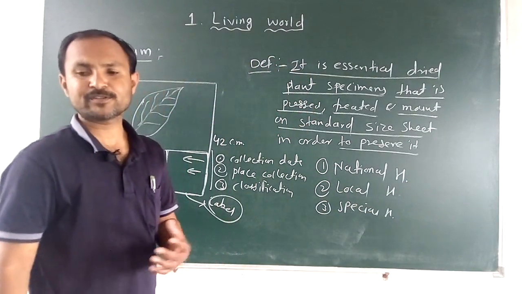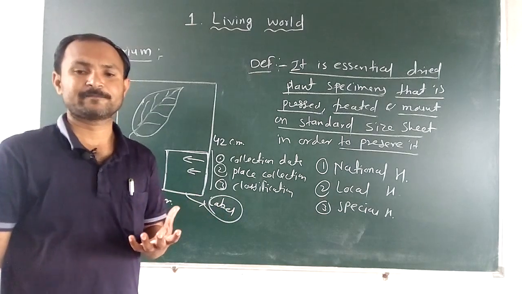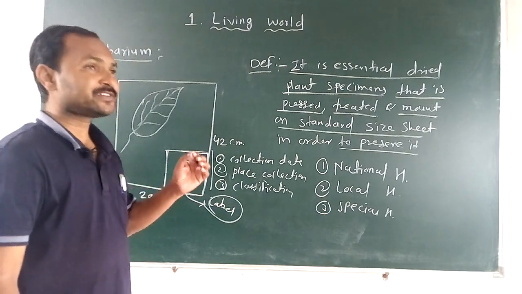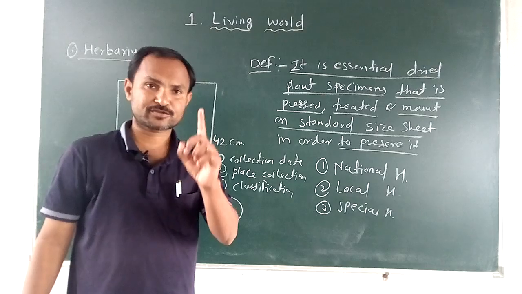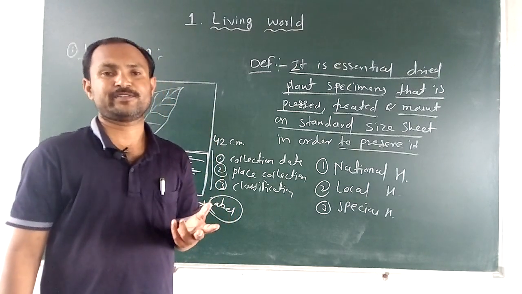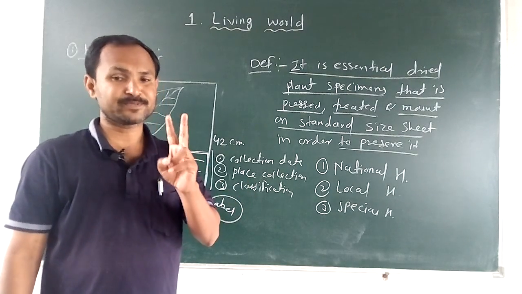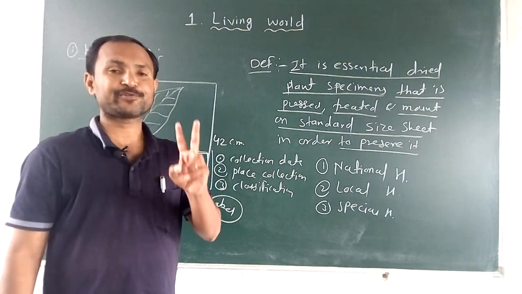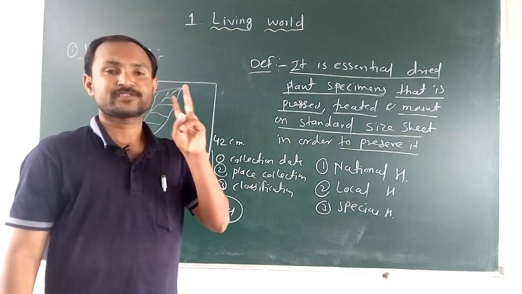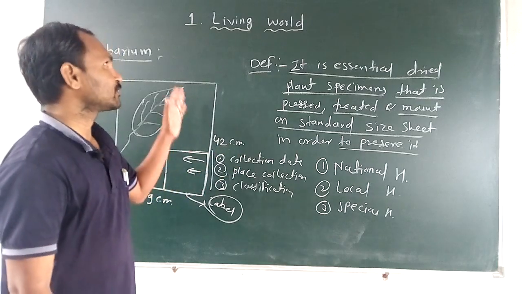Now then, what is the role of this herbarium? The first role is the accurate identification of plants. Second, to study the anatomy of the plant. Those are the 2 important roles. Remember that. First one is the accurate identification of plants. Second one is to study the anatomy. This is about the herbarium.